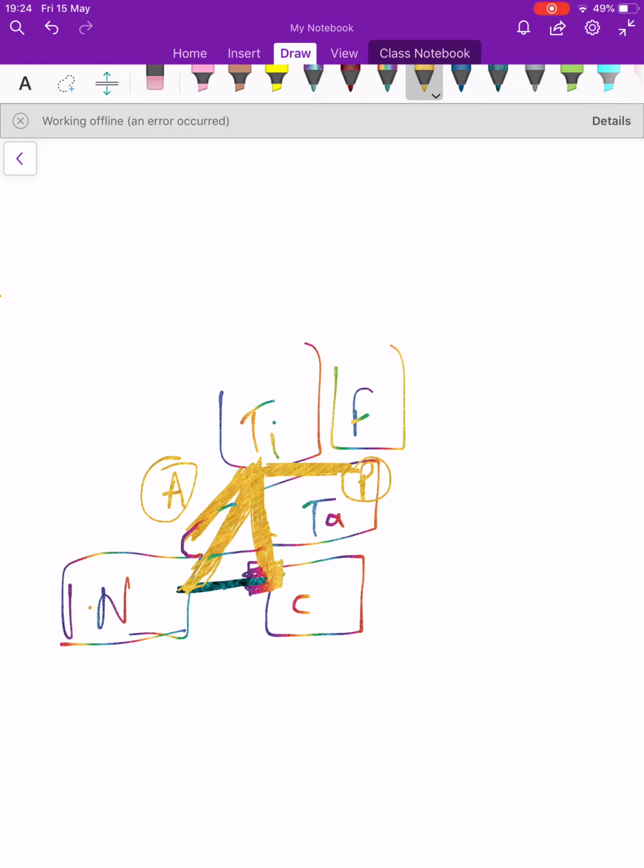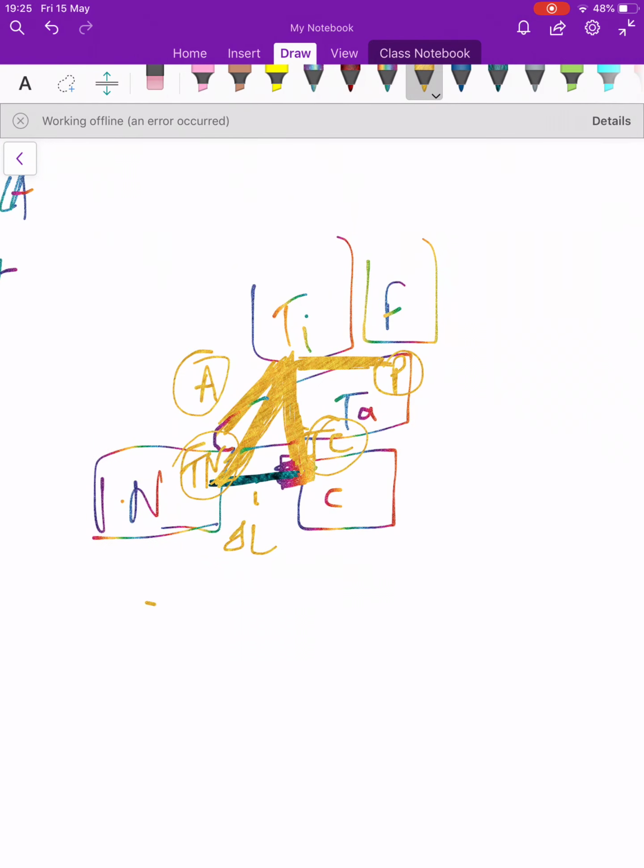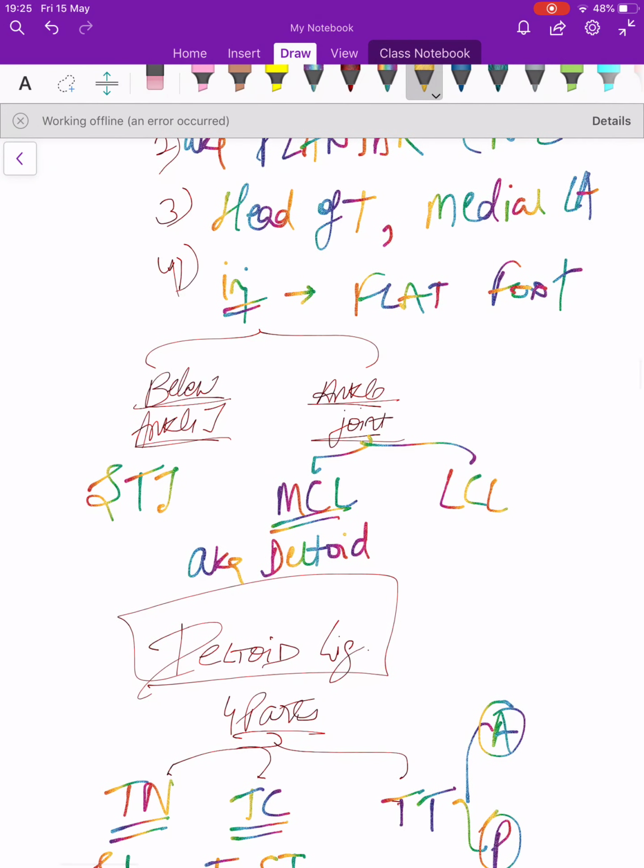Then tibiocalcaneum and the tibio-navicular. ठीक है. ये 3 पार्ट्स हो गए इसके बेसिकली, बट इसके लिगामेंट्स 4 होते हैं. ठीक है. और ये हो गई स्प्रिंग लिगामेंट. ठीक है. दिस इज स्प्रिंग लिगामेंट. तो ये आगे स्प्रिंग लिगामेंट और डेल्टोइड लिगामेंट कैसे होते हैं, राइट.